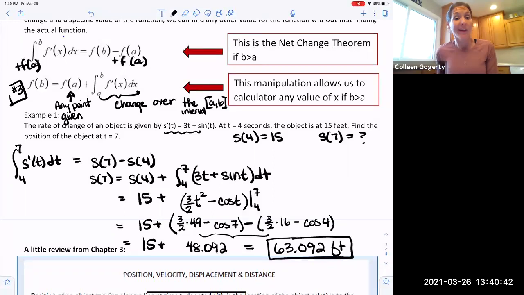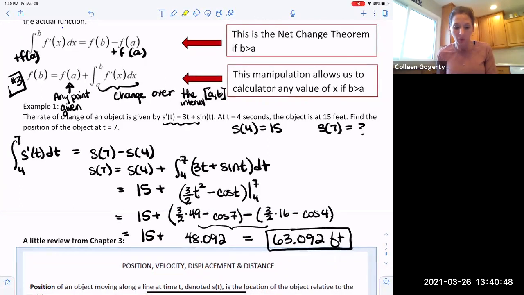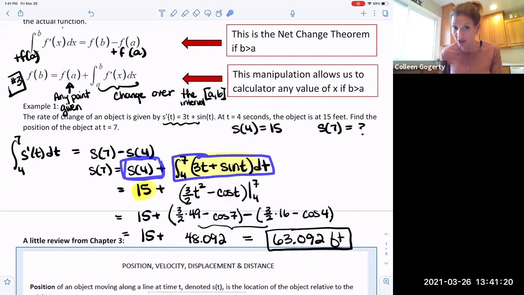Okay. Now, this is a good way of using the net change theorem. So think about what we've been asked here. We knew that the position at 4 seconds was already 15 feet. So we're saying let's add 15 feet, because that's how far it went in the first 4 seconds, added to the net change. Okay, so what is my change in this object from 4 to 7 seconds? So ultimately, I'm hoping that you guys can see that this means take the position at 4 seconds, add it to the change in the position from 4 to 7 seconds.